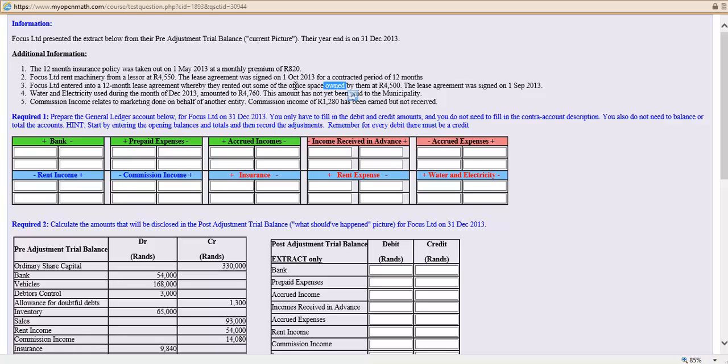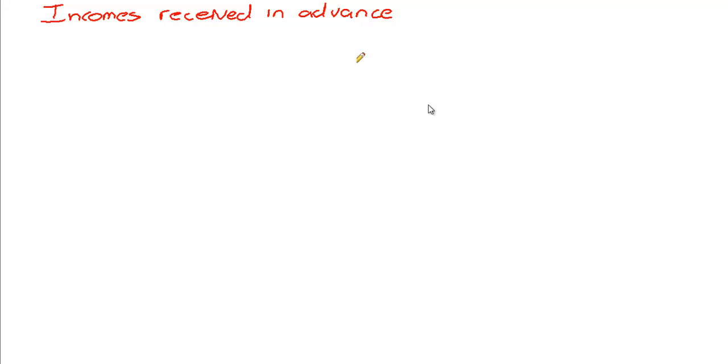Good. So when we get to adjustments, one of the most important things to look at first is the year end. And the year end here is 31 December 2013. Let's indicate that on our timeline. So here we've got our financial year that goes from 1 January 2013 all the way up to 31 December 2013. That's my financial year.